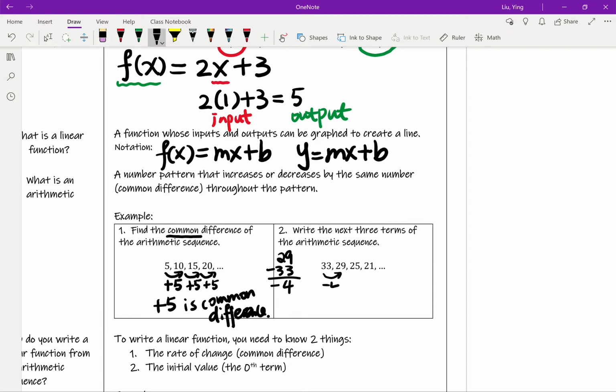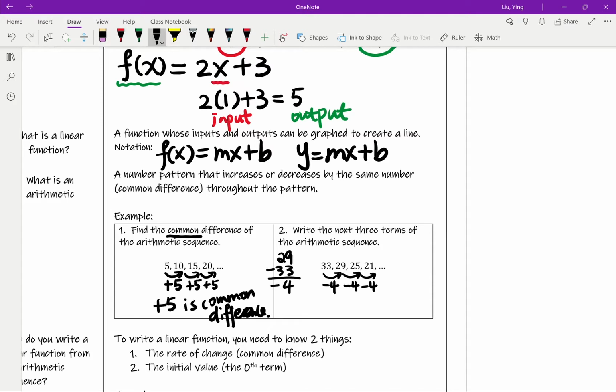So we can see if that's true. If we put negative 4 here, 33 minus 4 gives us 29. If this is the common difference, then it should work here to get 25. So 29 minus 4, again, is 25. And 25 minus 4 again is 21. So we verify that subtracting 4 going forward is the common difference.